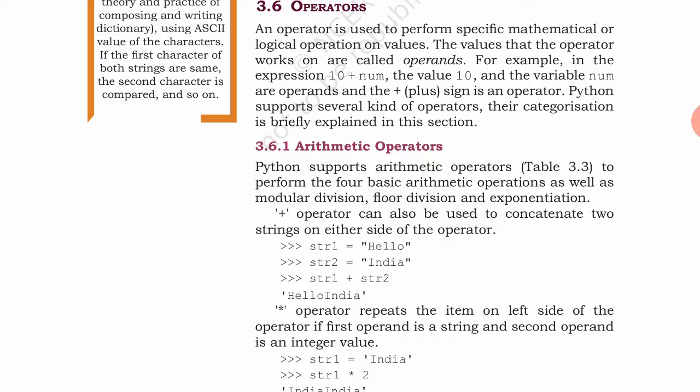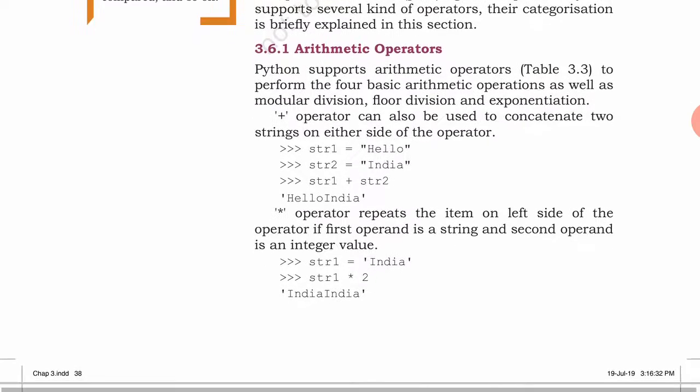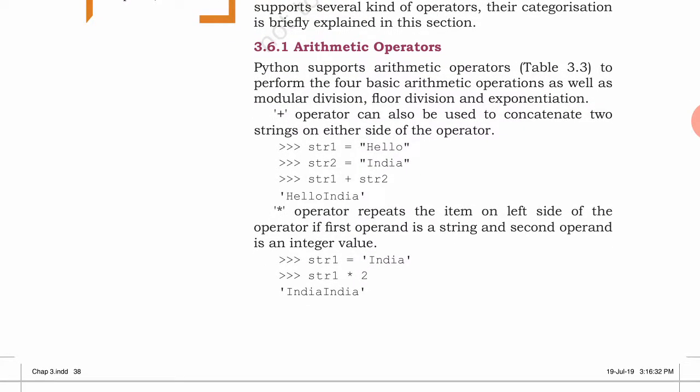Python supports number of kind of operators, and Python जो है वो उसमें जितने भी ऑपरेटर्स हैं उनमें से अगर हम प्लस और मल्टीप्लाई की बात करें, then they can also be used on the strings also. First of all, arithmetic operators which can be used on strings, we will discuss plus and multiply. So the plus operator can be used to concatenate two strings on either side of the operator.